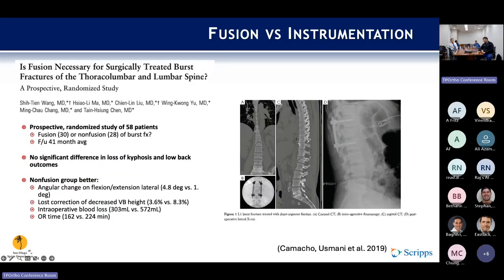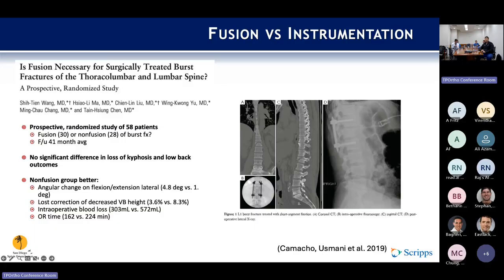Fusion versus instrumentation. This was a paper, and the imaging on the right shows a non-fused case for trauma, essentially just posterior instrumentation. This paper was looking at both fusion and non-fusion of burst fractures. What they found was that radiographic and clinical outcomes were no significant difference between the two.